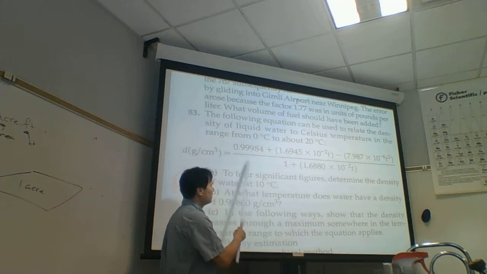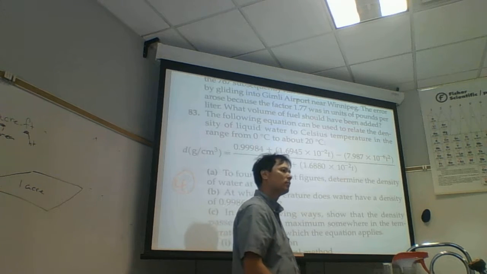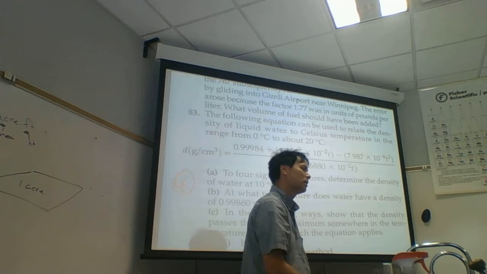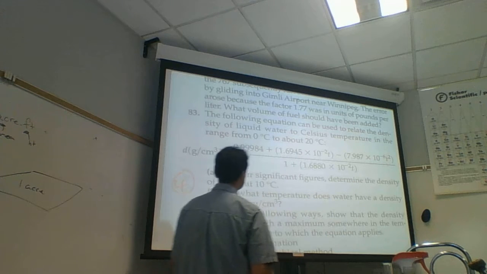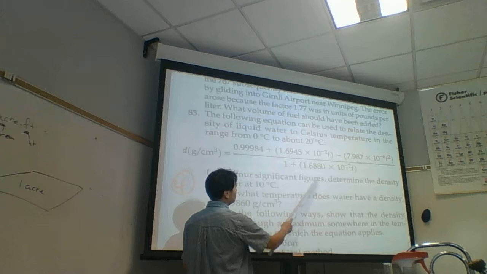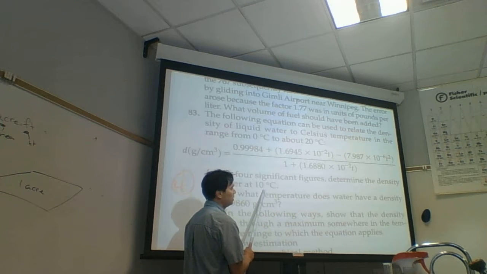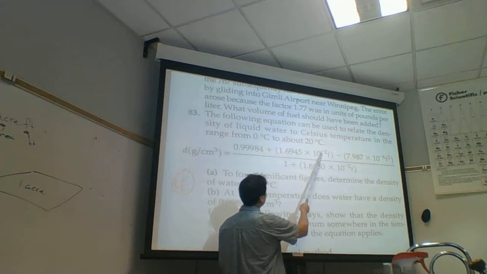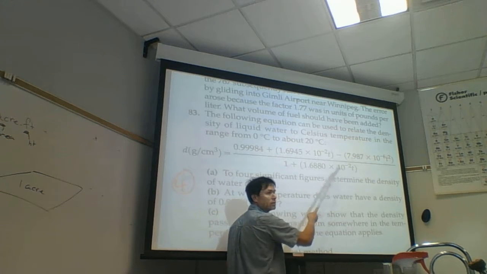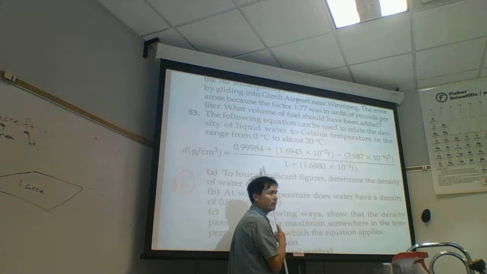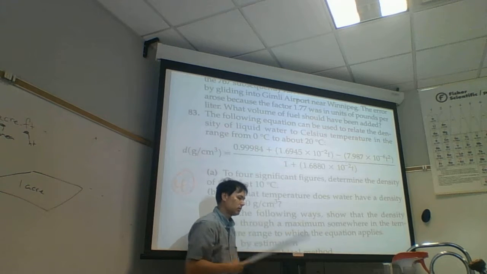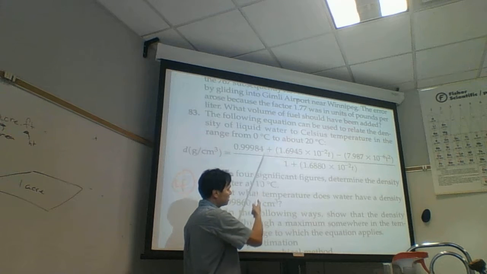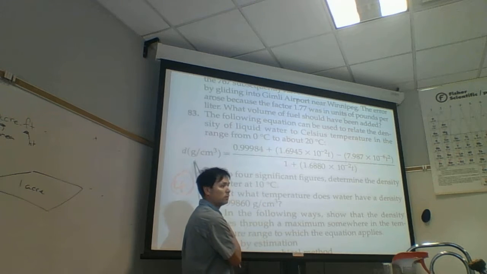And so once we have this, then we don't need the table anymore. The table is a bit of a pain to read, right? A mathematical equation is a lot easier because, let's say we have this: to 4 significant figures, determine the density of water at 10 degrees C. Well, that's easy. You have the temperature, 10 degrees C, we just plug it in: 10 degrees, 10 degrees, 10 degrees, and then calculate the answer. We don't have to look it up. We could have any temperature we want. We just plug it in there, as long as it's within this range, and then we can calculate the density.